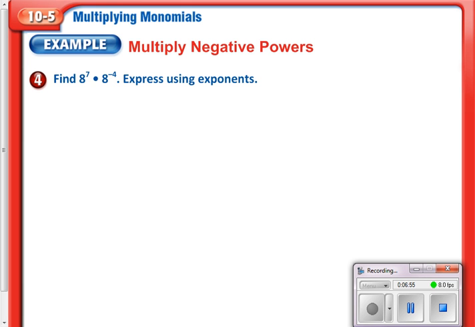Example 4, you have 8 to the 7th times 8 to the negative 4th expressed using exponents. So again, same base, multiplying, add exponents. We have 7 plus a negative 4 is the exponent. When you do that, you have 8 to the 3rd power.